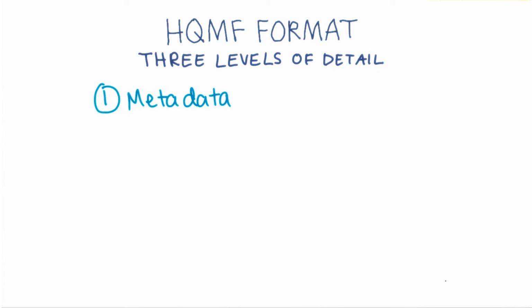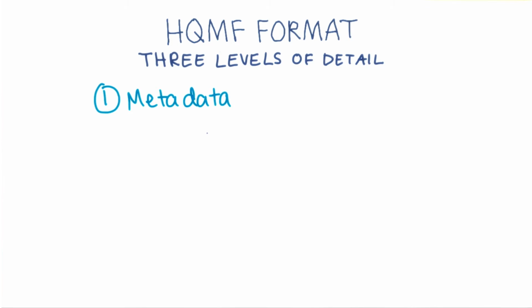Queries are specified in the Health Quality Measure format, or HQMF for short. This is an XML standard for documenting the content and structure of a quality measure using an XML document formatted based on the HL7 RIM.